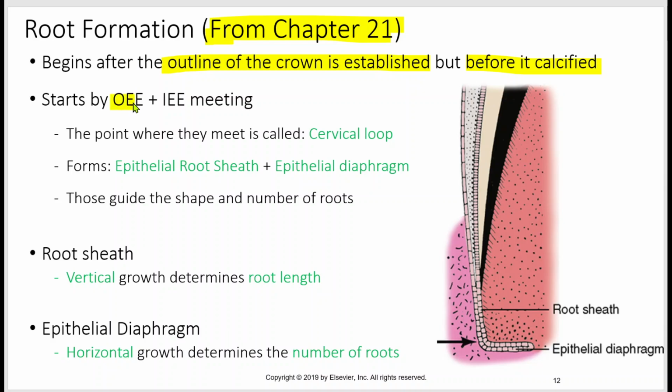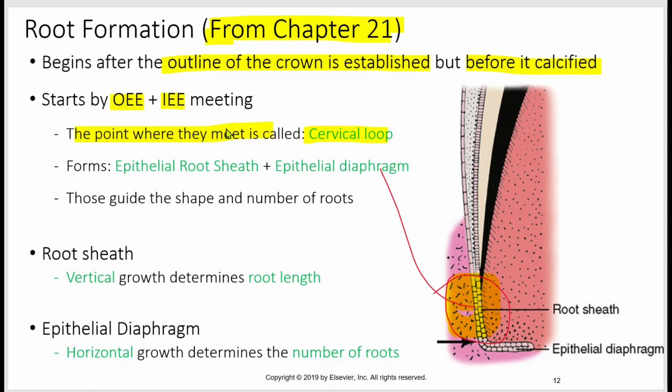Remember the layers that we have? We have the outer enamel epithelium and the inner enamel epithelium, right? This is the inner, and that's the outer enamel epithelium. When they meet together, they meet in an area that we call the cervical loop. That's the point where they meet. So this area here, when they start to meet, is called the cervical loop.